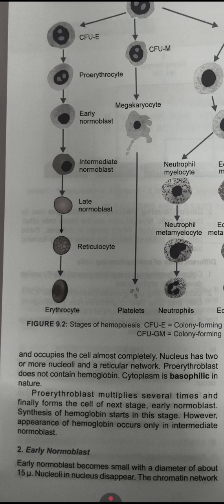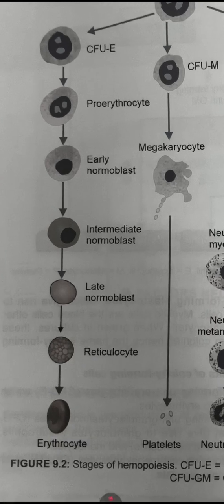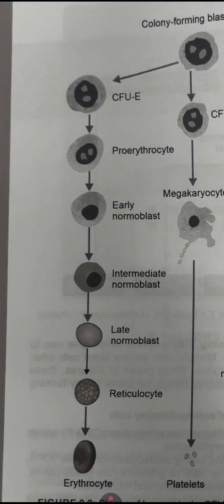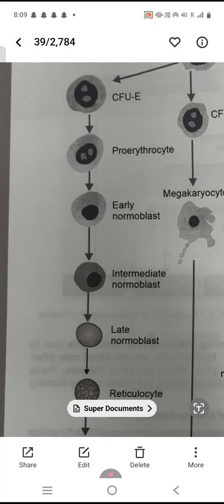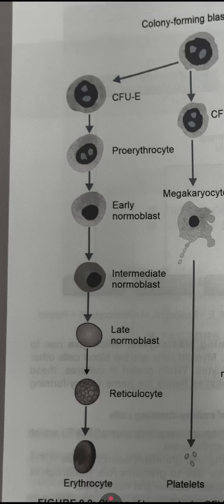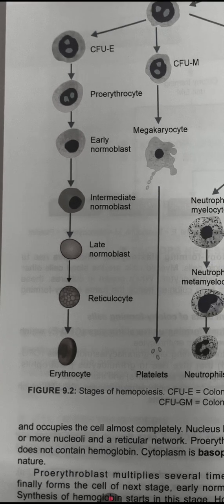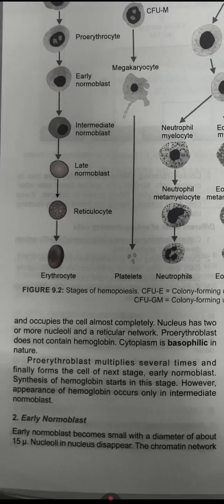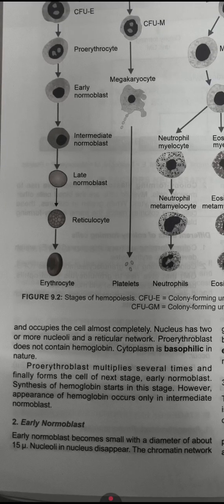Now, when CFU-E gives the first cell, it is the pro-erythroblast. This is the nucleus of a pro-erythroblast which has two nucleoli. It can have more nucleoli, and it also doesn't have hemoglobin. Hemoglobin production is not started in this stage of erythropoiesis.